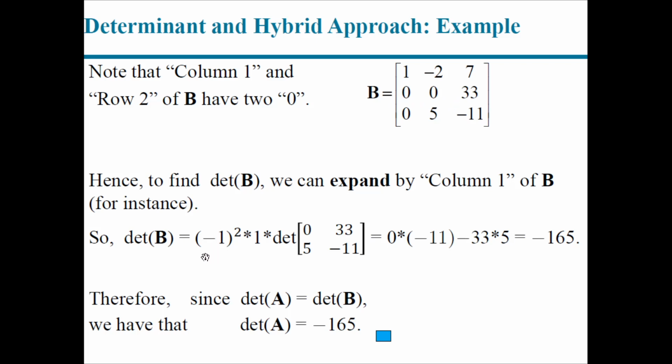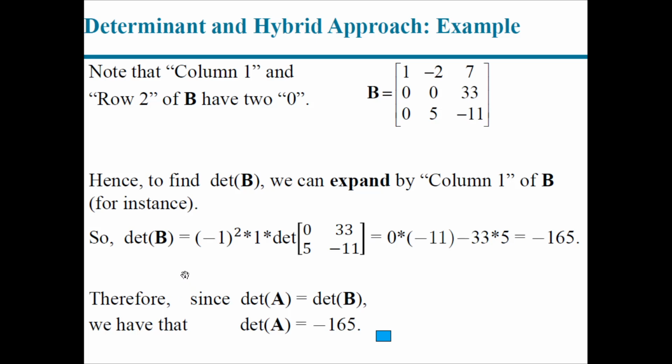So in this case, we need to just remember the formula for the cofactor expansion. So it's -1 to power the coordinates here 1 plus 1, so that's why we have 2, times the value, which is 1, and then I eliminate column 1 and row 1. So I get 0, 33, 5, minus 11. So determinant of B is equal to -1 squared times 1 times determinant of this new 2 by 2 matrix. I compute, I get -165. Well, that's the same result as previously.